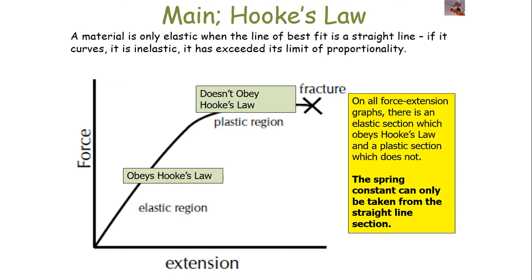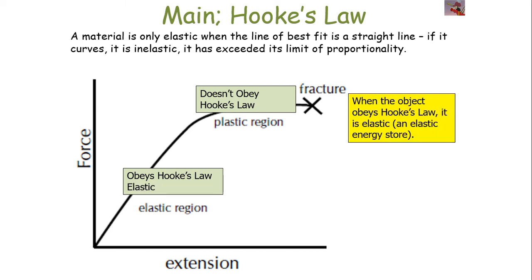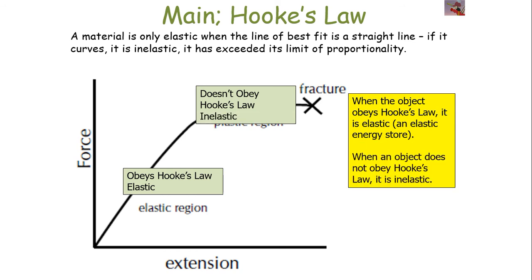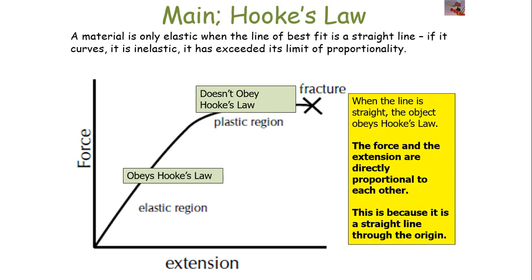Now when it is a straight line, it's elastic, it's obeying Hooke's law. When it is a curving line, it is inelastic, it doesn't obey Hooke's law, and we can only take the spring constant from the straight line section of the graph. So when an object obeys Hooke's law, it is elastic and an elastic potential energy store. When an object does not obey Hooke's law, it is inelastic and it is not an elastic potential energy store.